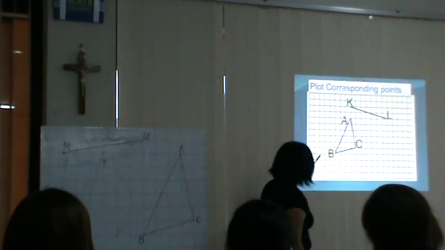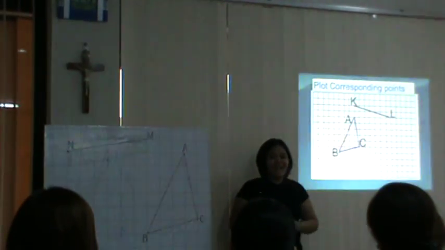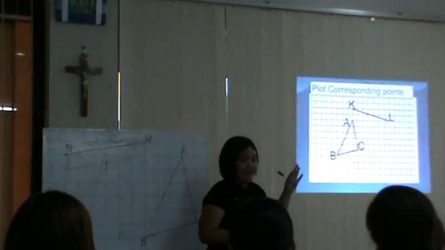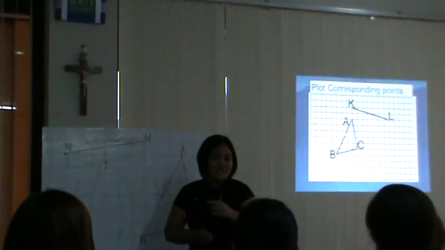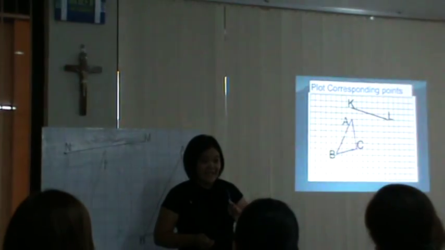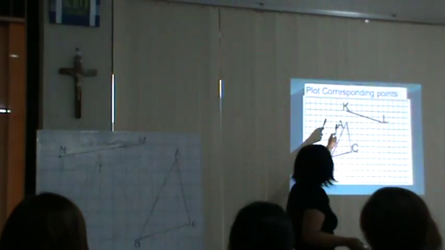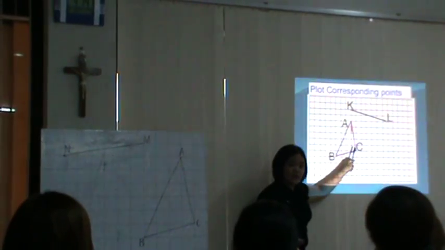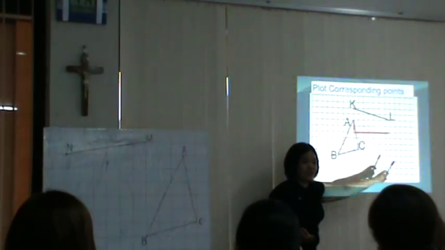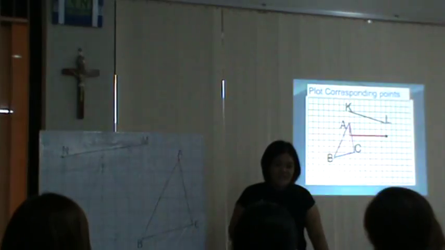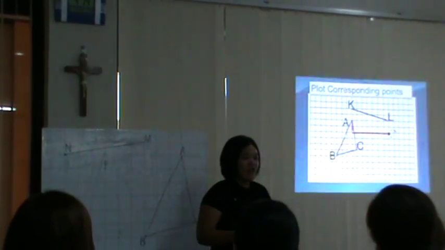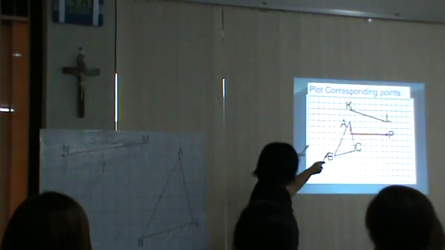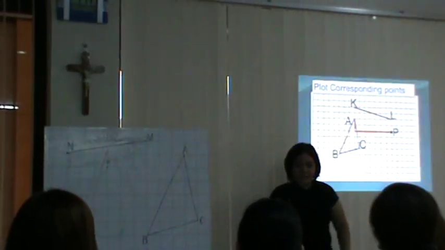So let's have A, B, C here. And this is a triangle, so we have 3 points to translate. Following the same direction of arrow KL, A goes down 2 units and then goes to the right 7 units. So this will be the corresponding point of point A. We call it point P.